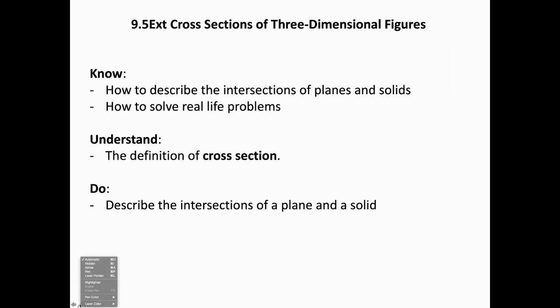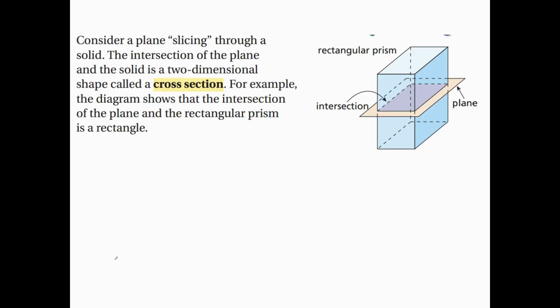Well, let me get a pen here. What is a cross section? It describes what happens when you have a three-dimensional solid that intersects with a two-dimensional plane. So here's kind of a drawing. You have a rectangular prism, and consider a plane slicing through the solid. You can think of the rectangular prism like Jello or something, and the intersection could be a knife cutting through it. All right. The intersection of the plane and the solid is a two-dimensional shape called the cross section.